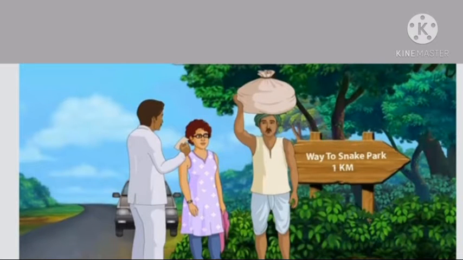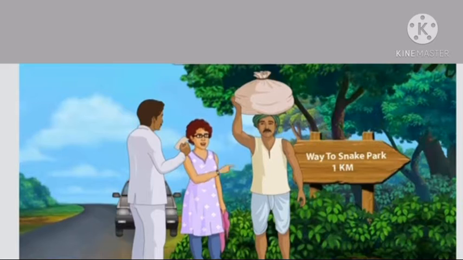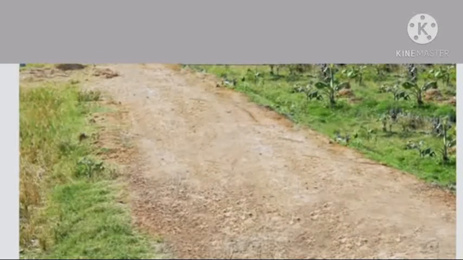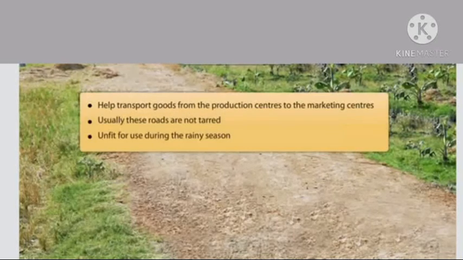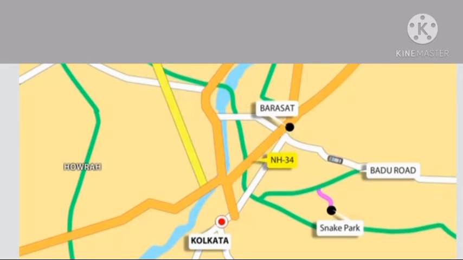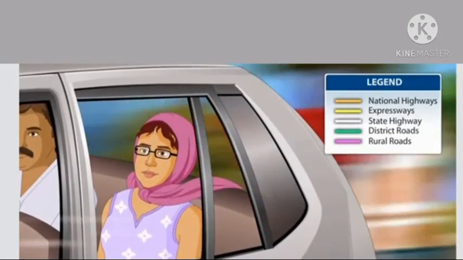They get down at the Badu Road center. The villagers tell them that the snake park is a 15-minute walk along the rural road. A village road or rural road helps transport agricultural and small-scale industrial products from the production centers to the marketing centers. The surface of these roads is generally poor. This makes them unfit for use in the rainy season. Rashmi had a memorable road trip, and along the way, she learned a lot about the different types of roads in our country.